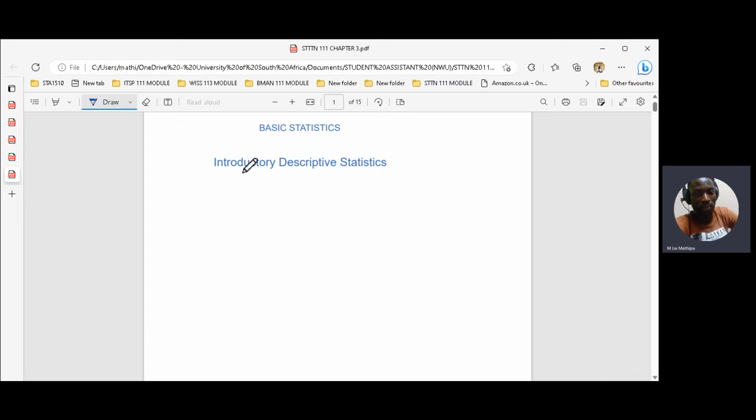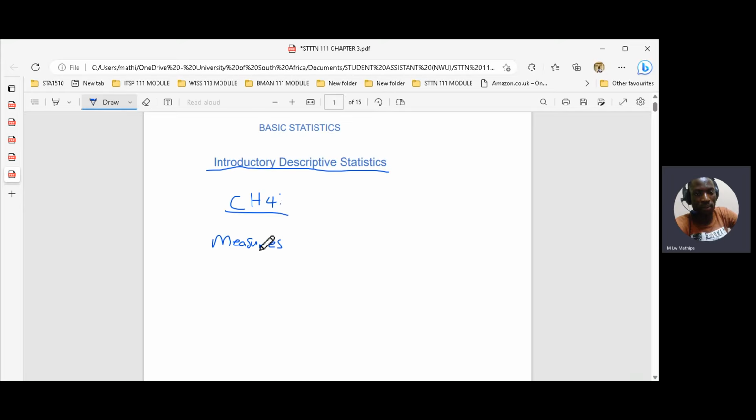Remember, this module is STTN112 Introductory Descriptive Statistics. We're going to talk about chapter 4, the descriptive measures of location. We have 4 types of descriptive measures of location. I'll write it down: measures of location.